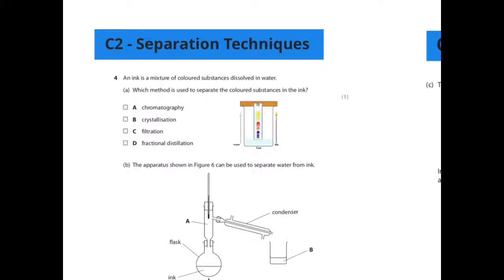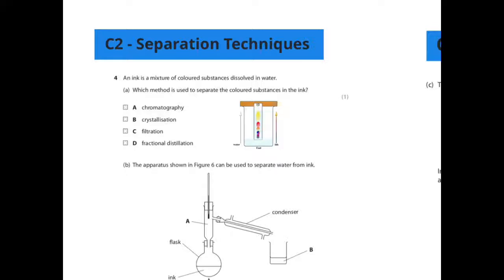Right, so separation techniques. An ink is a mixture of coloured substances dissolved in water. So instantly, I'm thinking chromatography. Which method is used to separate the coloured substances in the ink? So chromatography, think colour: chroma means colour, graph means picture, so we get a colour picture. Chromatography is a separation technique that separates pigments in ink according to their mass.